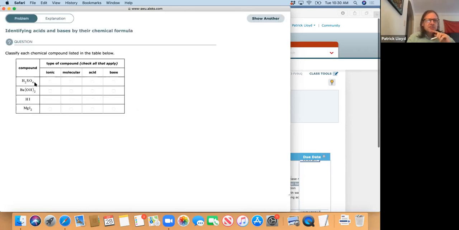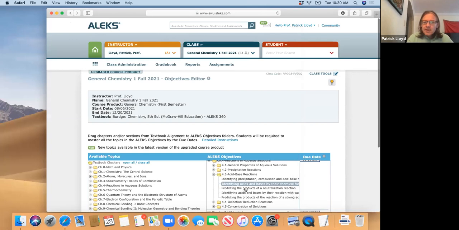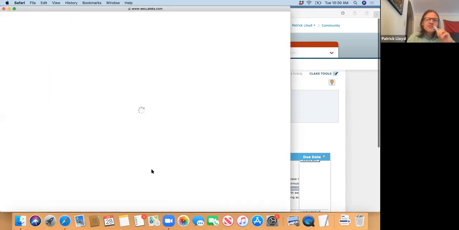Okay, same thing, we did H2SO4. Here's another one of the bases, right? Barium hydroxide, it's in that list, right? So it's an ionic base. HI, another acid we've looked at. MgI2, metal, non-metal, no hydroxide in it. So it's not a base, doesn't have nitrogen in it, right? So metal with a non-metal. So there's your ionic compound. Okay. Let's see here.